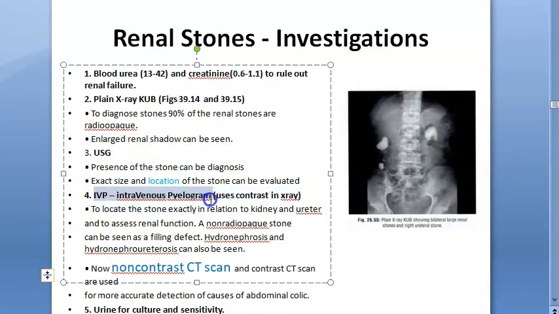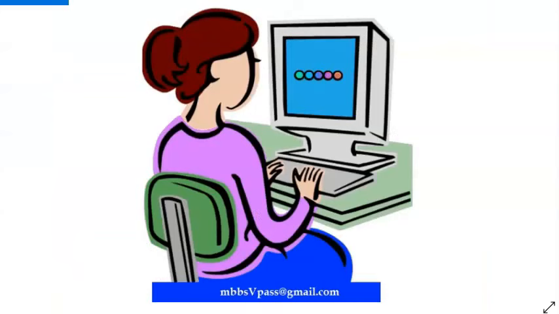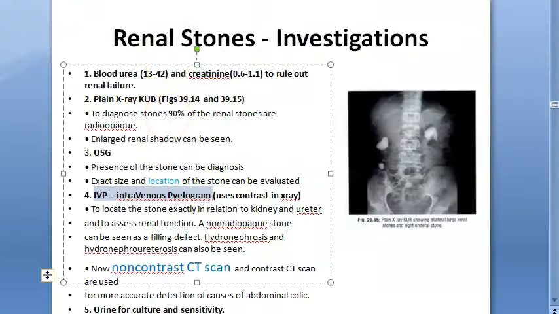IVP, intravenous pyelogram, you can do, which is nothing but contrast. It uses contrast in X-ray. This again will tell you the exact location, right? And focus, guys, if there is something that you cannot get in an X-ray because it's radiolucent, then you can still get it in an IV pyelogram, because it will show you how the filling is happening. If there's a filling defect but you don't see anything there, that means there is a non-radio-opaque, that means radiolucent stone, okay.